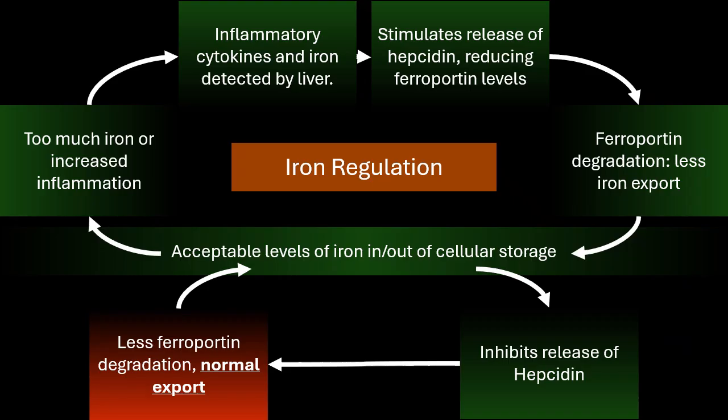So, unlike the previous types that we've seen so far, type 4 hemochromatosis means that there's not enough export of iron, and so it just builds up in your cells.